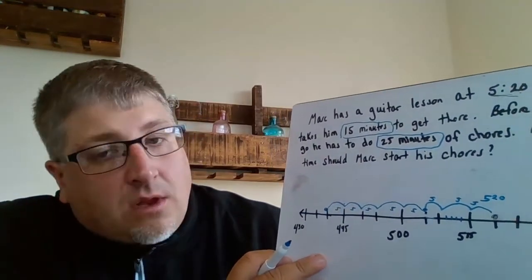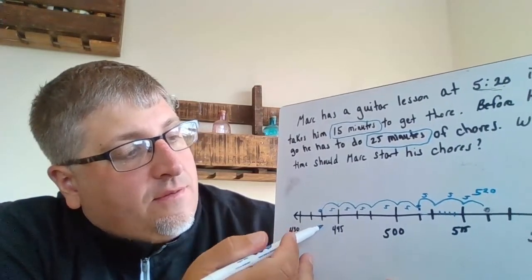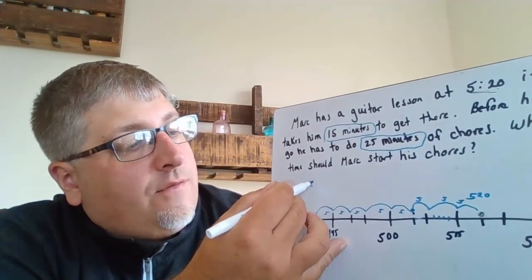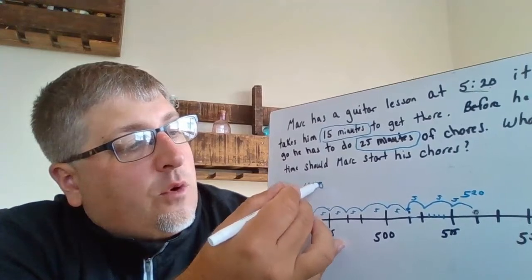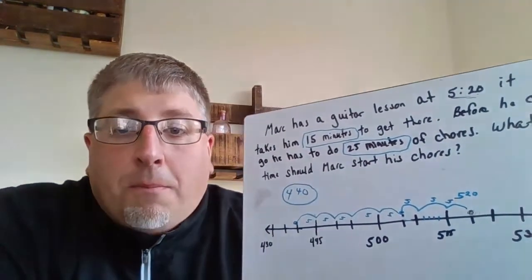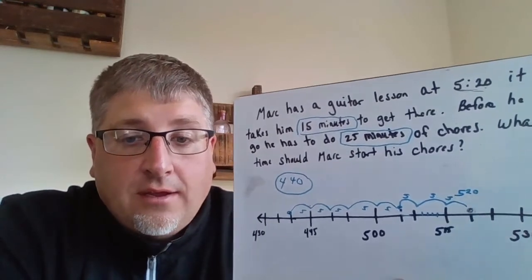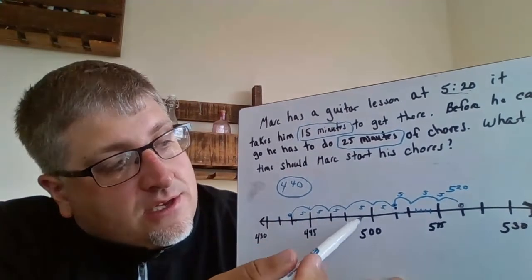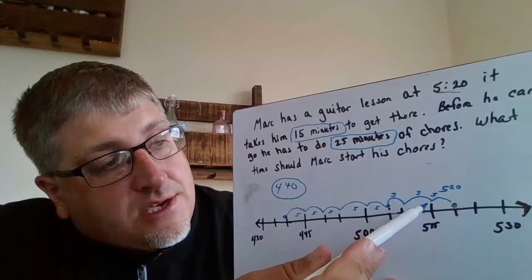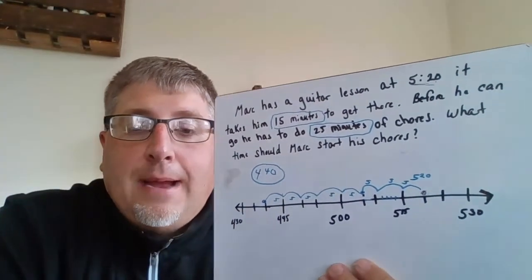That lands me, there's 4:30, 4:35, 4:40. That would land me on 4:40. So Mark is going to have to start his chores at 4:40. Okay, 25 minutes of chores, 15 minutes to ride, and then at 5:20 he will be on time.